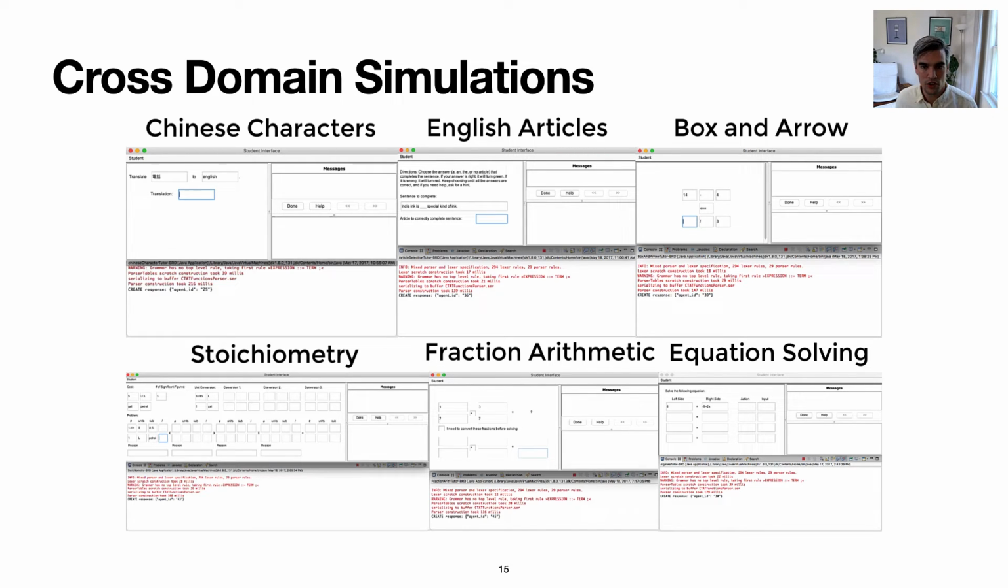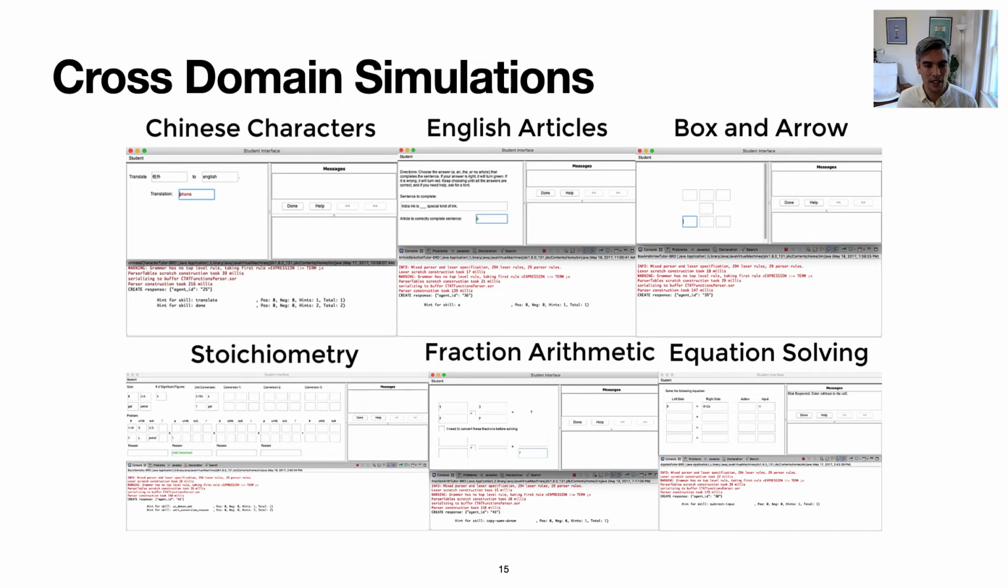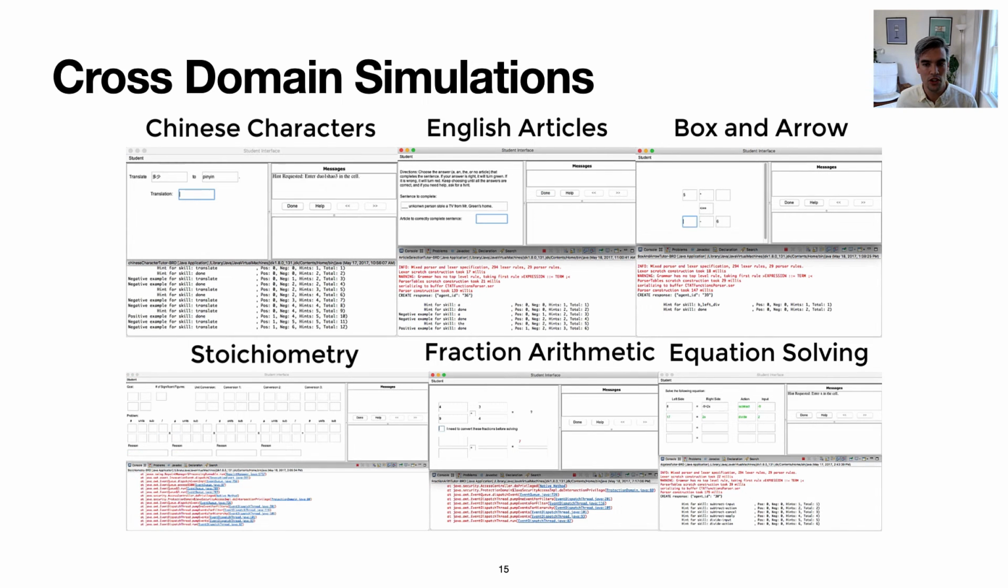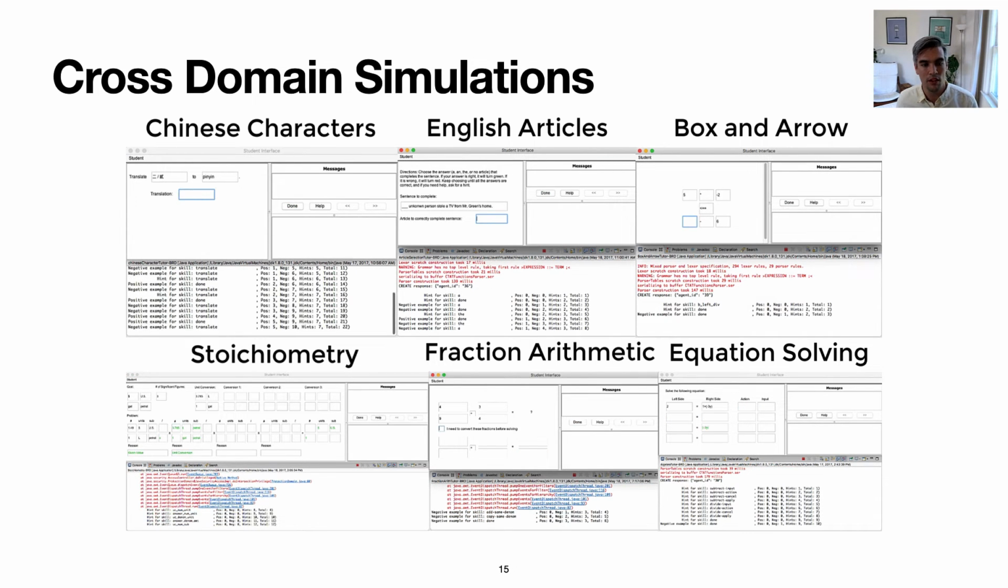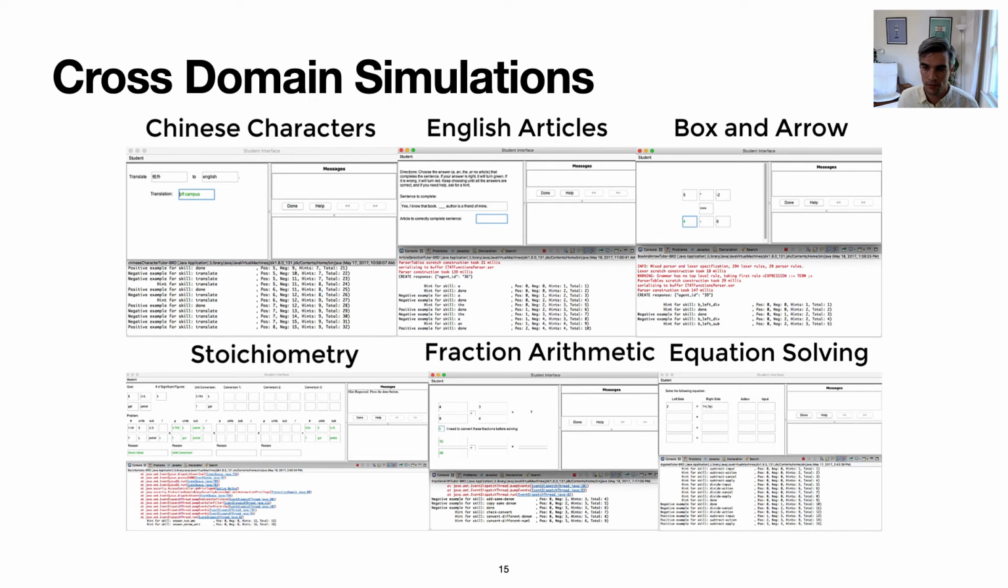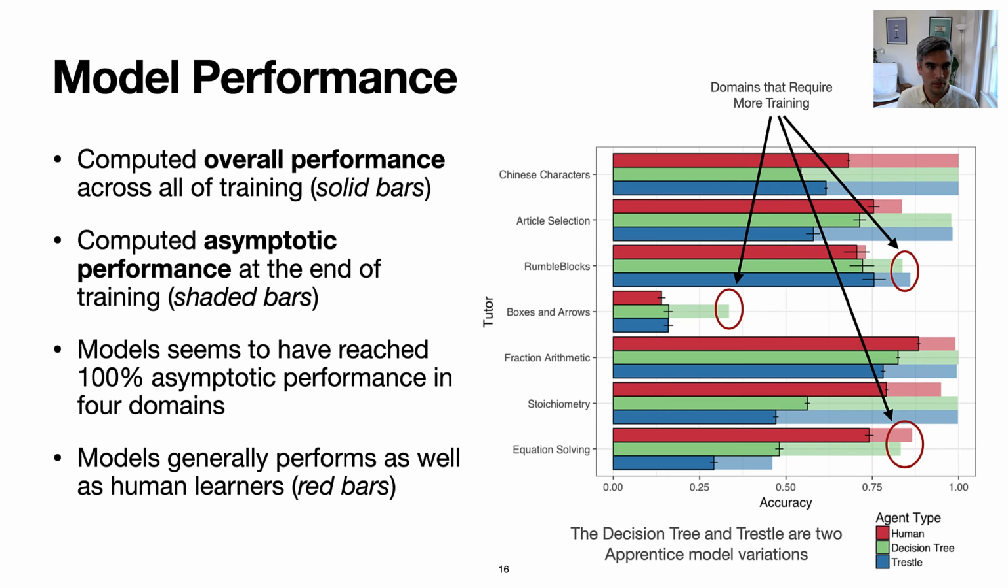This test harness trained each model using a sequence of problems that was identical to the one an actual human student had received during a classroom study with the tutor. Here is a short clip of the different agents learning across each of these environments. I'd like to highlight that the same apprentice model is being used in each case, and each model has the same set of prior knowledge built into it. For this study, we evaluated 2 different apprentice models, the decision tree and trestle models.